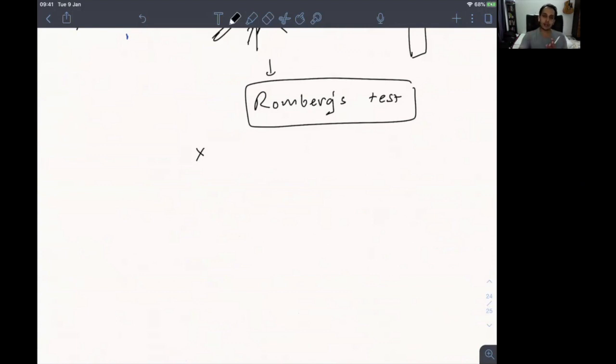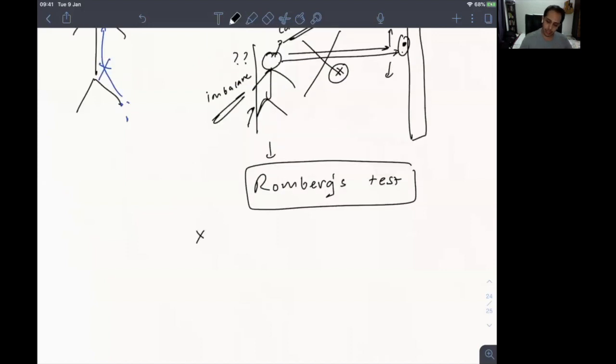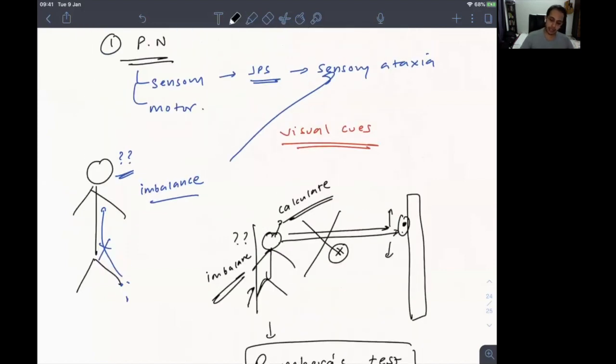And holding the arms in front is a way of combining pronator drift and Romberg. So you can do both those tests together. So if your patient is standing and arms are outstretched in front and eyes are closed, if there is imbalance, then you know that. And if not, then you can check for pronator drift. That is why you hold your arms in front. And so in sensory peripheral neuropathy, this is what happens.